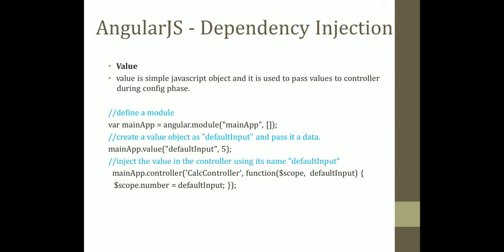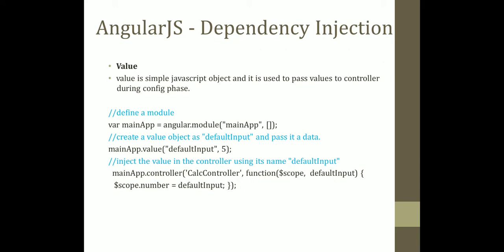So the value function is used on a module to define values. It consists of two parameters. The first parameter is the name of the value and the second parameter is the assigned value. Now these values can be referred to by their names in factories, services and controllers. So this is about the value. We'll see how to define it in the code block.